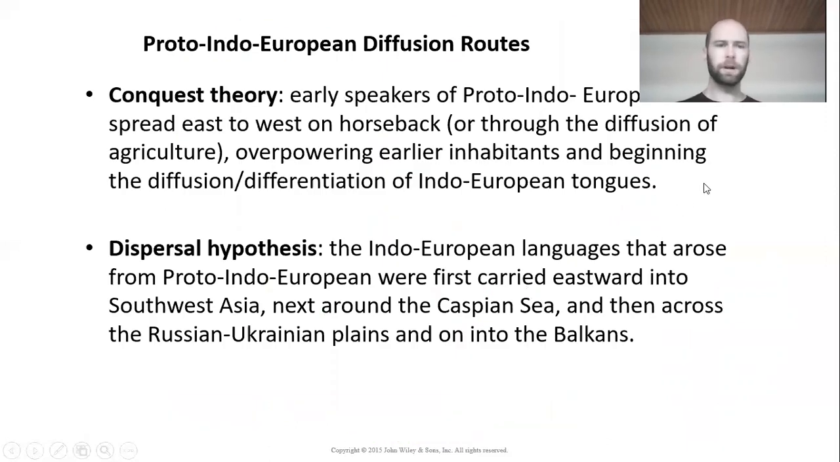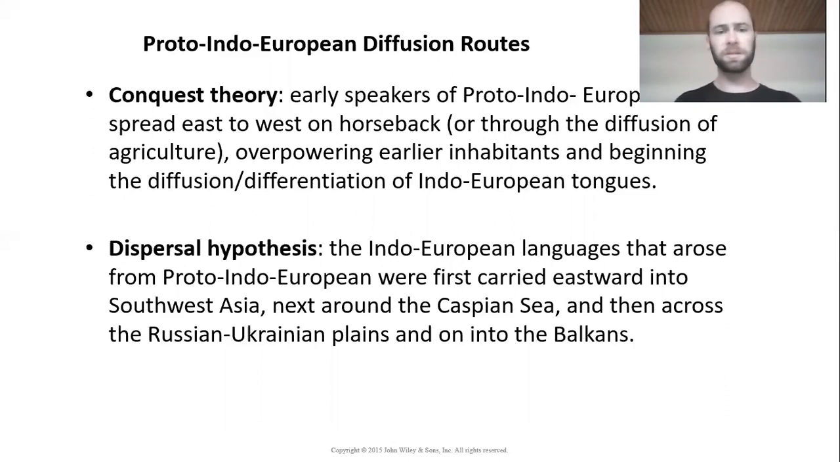So there are a number of different ideas as to how the Proto-Indo-European language spread out from its hearth throughout Europe and throughout India. One idea was the conquest theory, where this language spread east to west on horseback, or through the diffusion of agriculture, perhaps, where these people who came from this area overpowered earlier inhabitants, and they began the diffusion and differentiation of these languages into the ones that they are today.